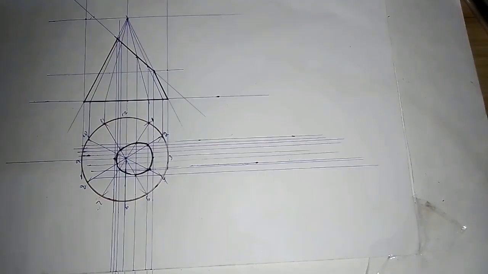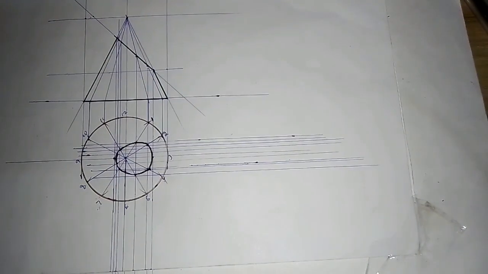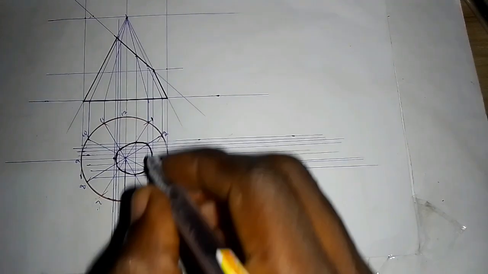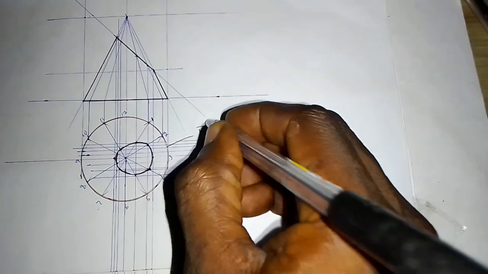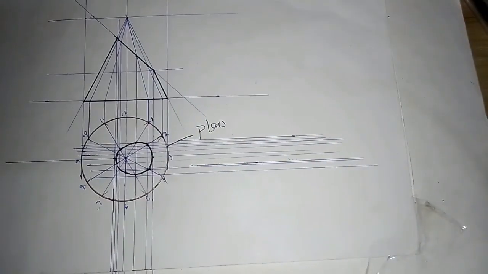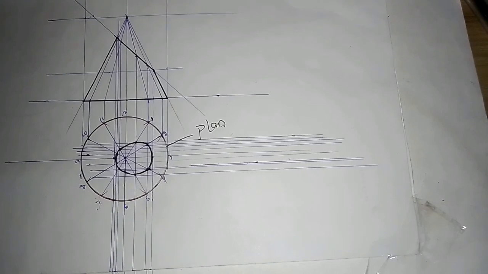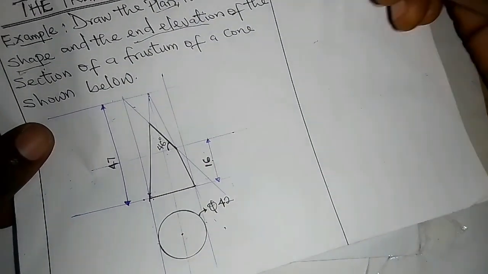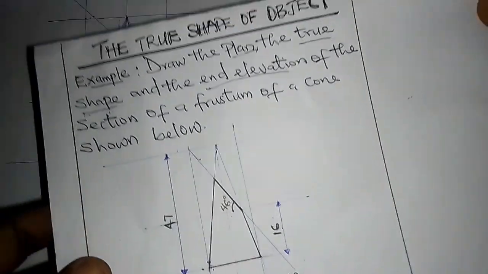Okay, this is how the plan will look like. So this is our plan. So the next thing from the question we are told to draw is the true shape. So I'm going to be doing that now in another video. Thank you.